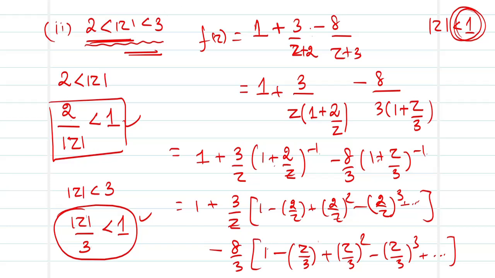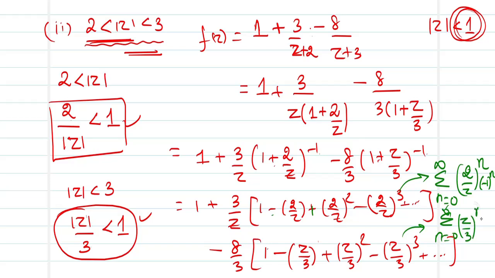How can I write it in the format of summation? I can do this as summation n varying from 0 to infinity, 2 by z the whole to the power of n. So this is my expansion, but I need alternately positive and negative signs, so I multiply it by (-1) power n. And how about the next series? This is summation n varying from 0 to infinity. The series is generated by z by 3 the whole to the power of n.